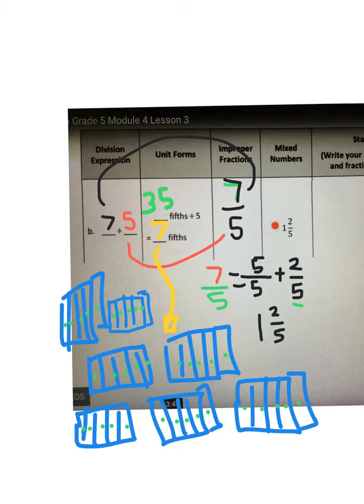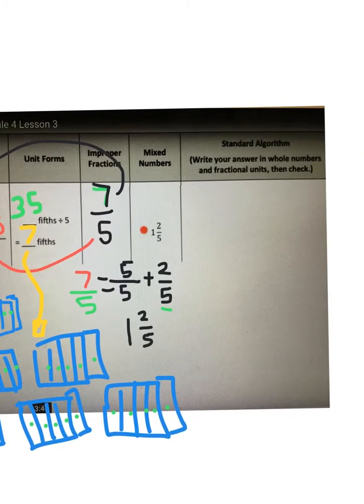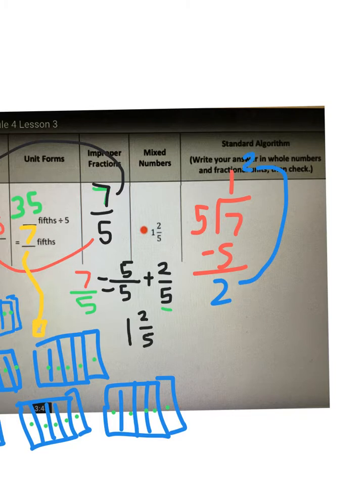And we are almost done. Now we need to do the other side, the last part of the problem. So this one, they want us to check our answer using the standard algorithm. Basically, it's telling us to check it using our numbers. And the way we check this problem is by dividing. So 7 divided by 5 equals 1. We get the 5. Subtract, 2 is the remainder. The remainder goes on the top. The bottom one is the 5. So the answer is 1 2/5.